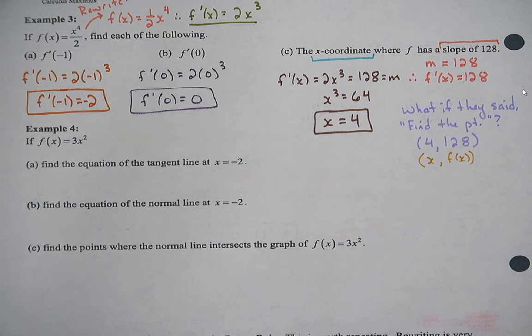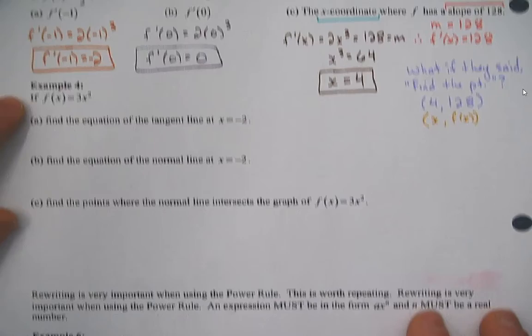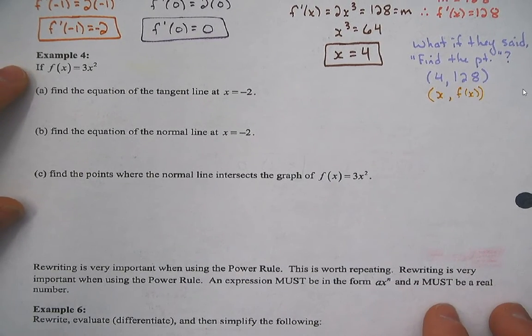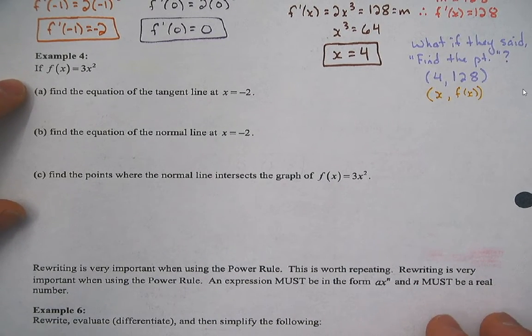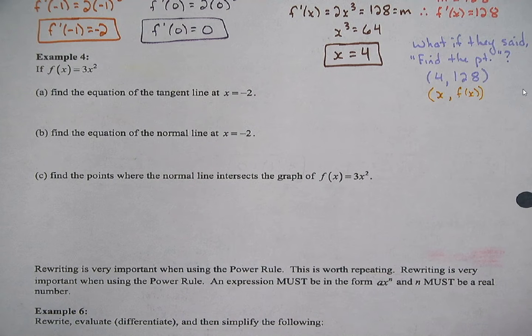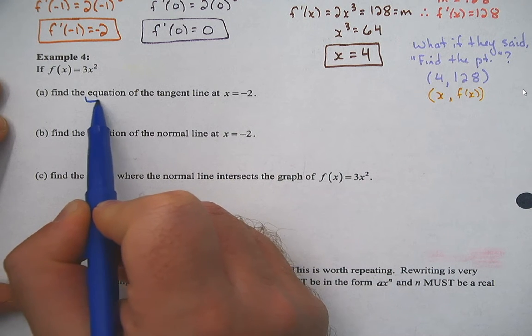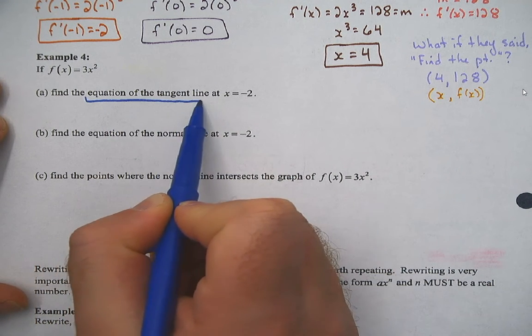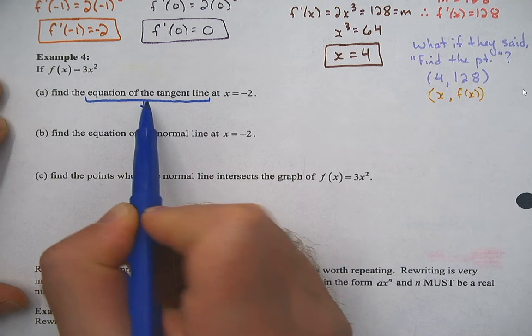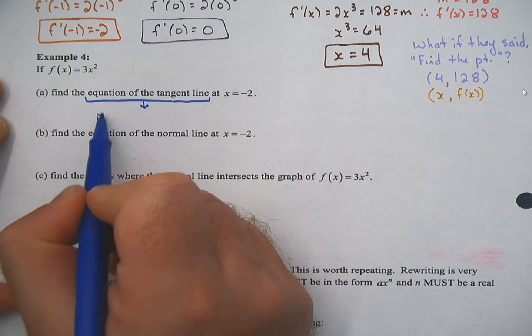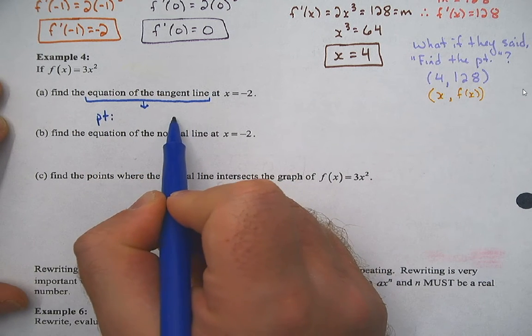All right, so for example, we've got this function. Find the equation of the tangent line at x equals 2. Boom. You should be getting good at this now. You got to leave yourself a little note. You want the equation of the tangent line. What do you need to know? You need to know the point, and you need to know the slope.